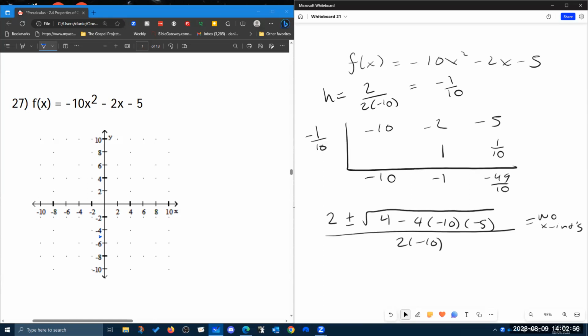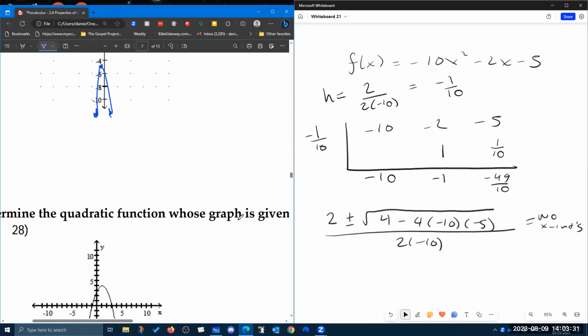Going to be opening down from this vertex. It's got an a value of 10. So when I go right 1, I'm going to go down 10. It's way down there. When I go left 1, I'm going to go down 10. It's going to be down there. And I've got something that looks kind of like that. Again, Desmos is going to do a much better job graphing that.